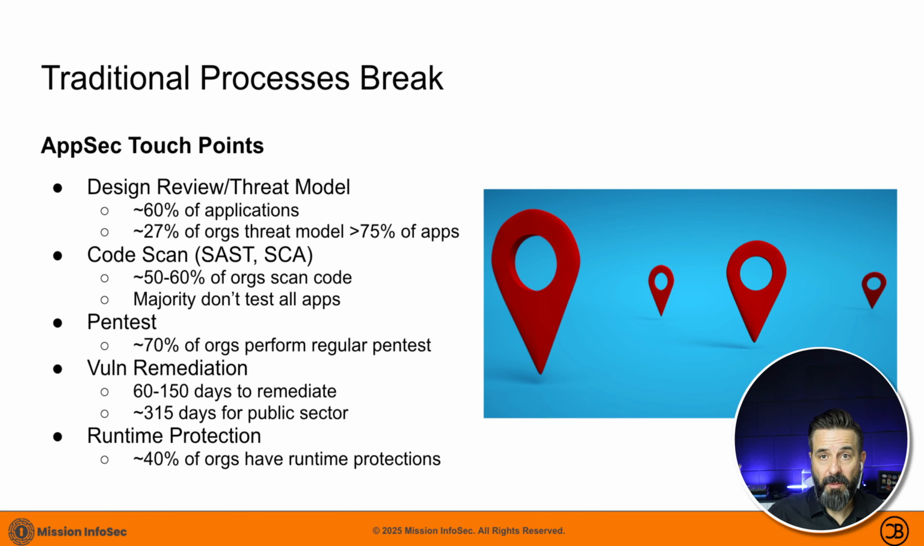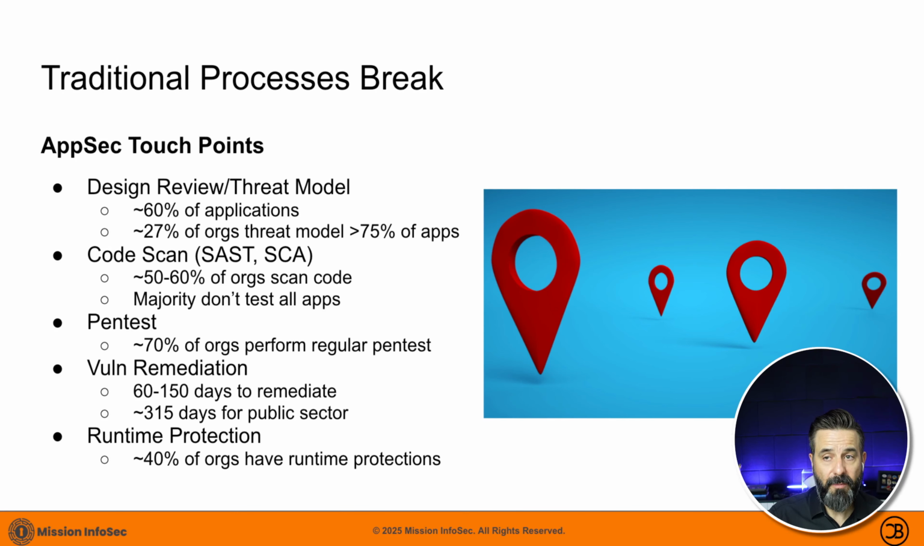To double tap on that, traditionally, AppSec touch points have fallen into 4 or 5 different categories. If you look across the industry, starting early on with design reviews and threat models, only about 60% of applications are getting design reviews and threat models. And if you dig into that a little deeper, you find that only about 27% of organizations are threat modeling more than 75% of their apps. So this is really a minority. Some organizations are doing well, but many are missing the bar completely here.